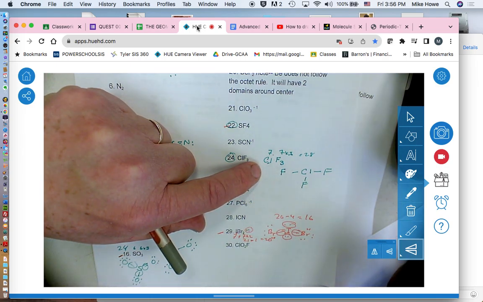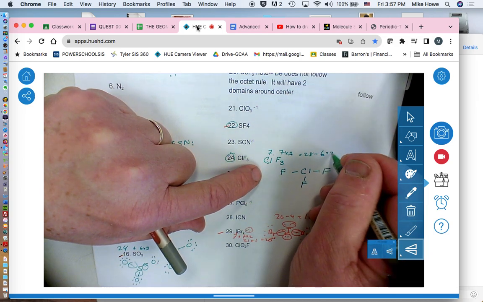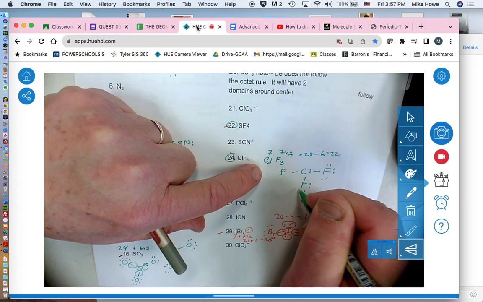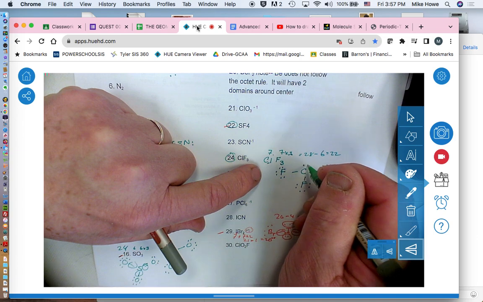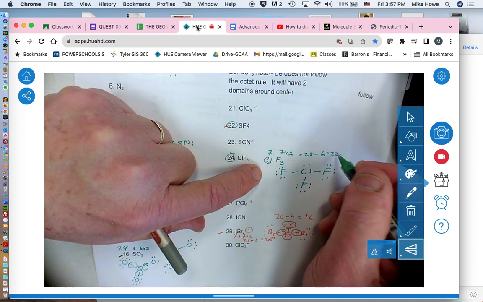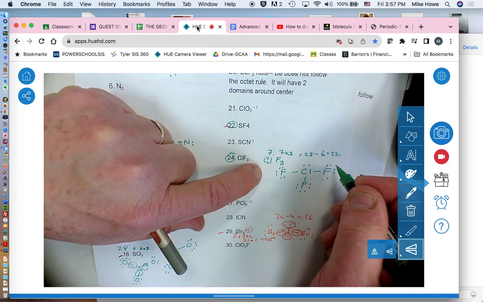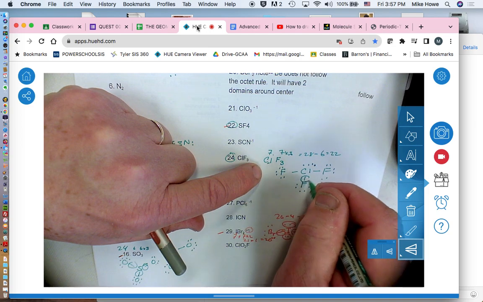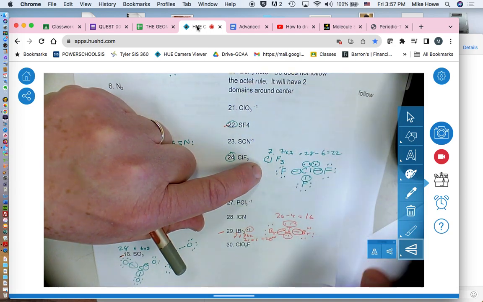All right, and take away 6 of the 28, so that gives us 22 loose dots to put in. 1, 2, 3, 4, 5, 6, 7, 8, 9, 10, 11, 12, 13, 14, 15, 16, 17, 18, 19, 20. Now I got a problem because I still have 2 more. Notice that I am not 2 electrons short. I have 2 extras. Extras go on the center. So around the center now I'm going to have 5 domains.